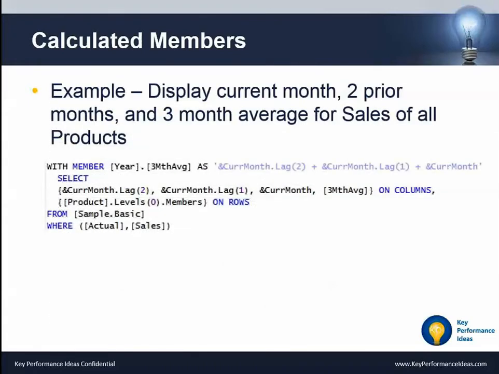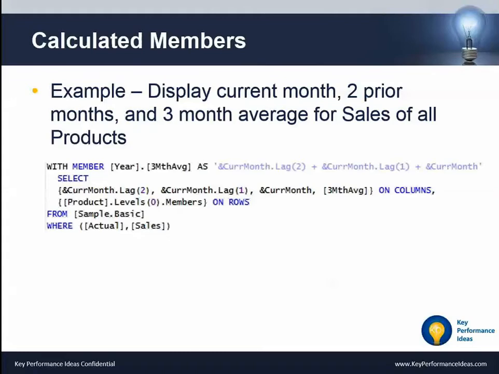Another example of this would be to display the current month and then 2 prior months, and then the 3-month average for sales for all products. So for this one, I'm going to use my substitution variable. So here I'm saying with my member 3-month average, and we're going to say that's in my year dimension, defined as my current month lag 2, so go backwards 2 within my period dimension from my current month substitution variable, my current month with a lag of 1, which is my prior month, and then my current month. So the sum of those 3 is going to give me my 3-month average. And that's a sum, not an average, but you get the idea.